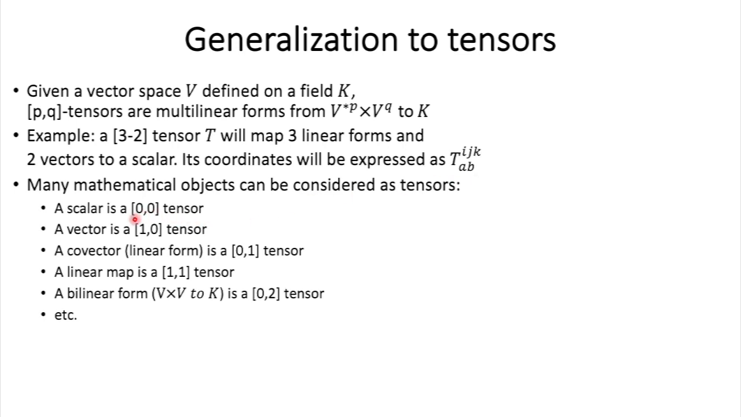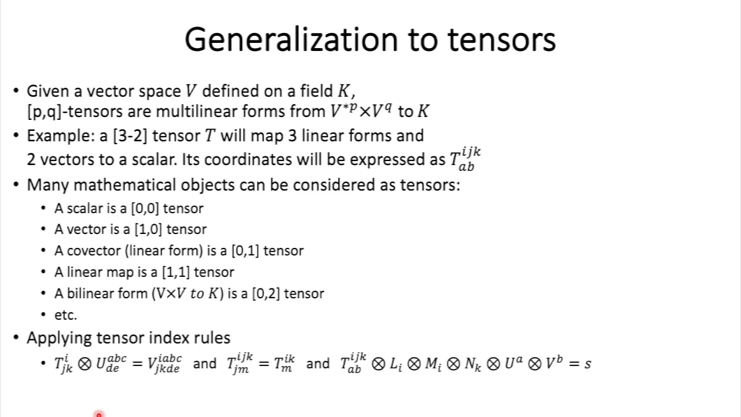A scalar is a 0-0 tensor. A vector is a 1-0 tensor, and we'll see why on the next slide. The covector is a trivial example. It transforms a vector into a scalar, so it's a 0-1 tensor. A linear map would be a 1-1 tensor. A bilinear form, from V cross V to K, is a 0-2 tensor, etc., etc. By applying tensor index rules, you can, again, really simplify some equations, with rules like this, that we saw before.